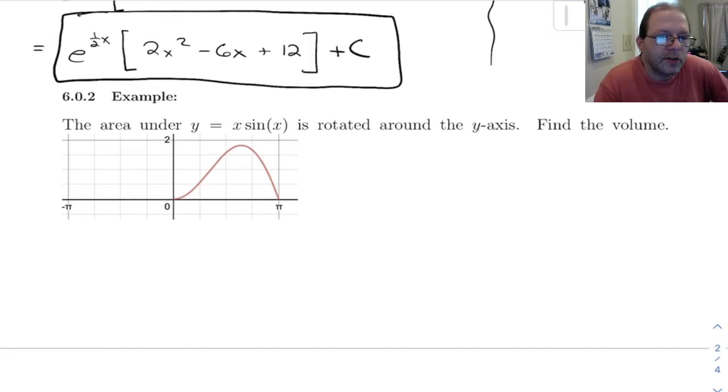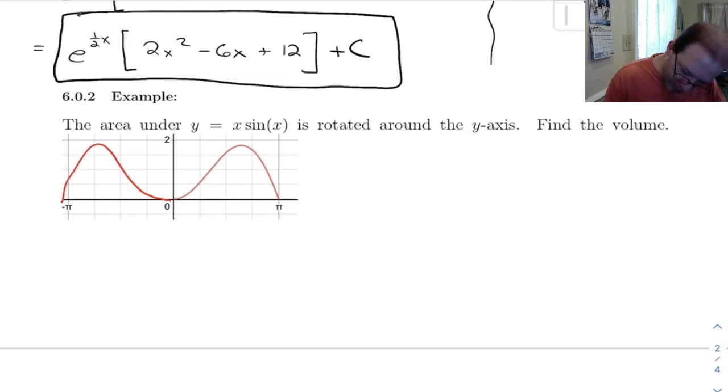The area under this graph is rotated around the y-axis. Find the volume. All right. So this is a problem that would work well with shells, because when we take this and rotate it around, the other side is going to look symmetric to it. We'll pretend that's symmetric. And the shells we're going to draw in will look like this.